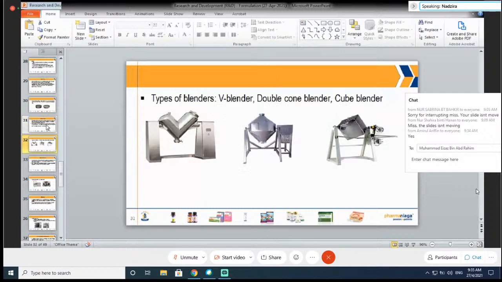There are various types of blender, such as the V blender. This is the V blender, this is a double cone blender, and this is a cube blender. Basically, there are different sizes of blender according to your batch size or the volume of the powder.